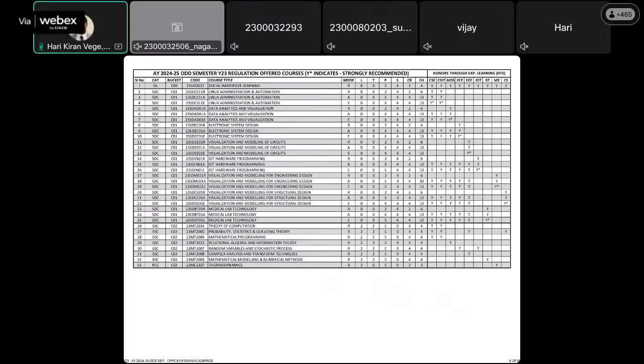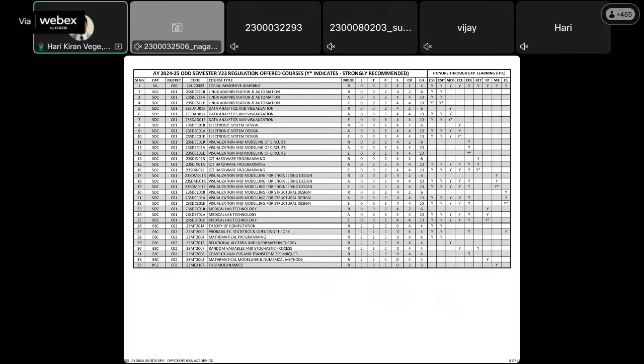C0 bucket, I anyways will take social immersive learning. C1 bucket, what do I take? What are all recommended for me? See, in the C1 bucket, there are many Ys and one Y star. Y star is there for Linux administration and automation in the experiential learning mode. That's strongly recommended. But other than that, can you take any other courses? Yes, anything that is there as a Y you can take, but Y star is strongly recommended.